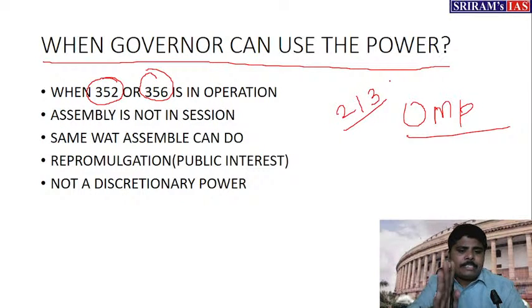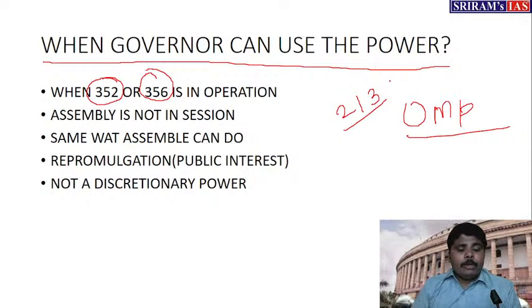First thing, when Article 352 or 356 is in operation, the governor is empowered to make a law. 352 means what? National emergency. 356 means President's rule. Just write that. That's enough. With this, your answer has a good beginning.